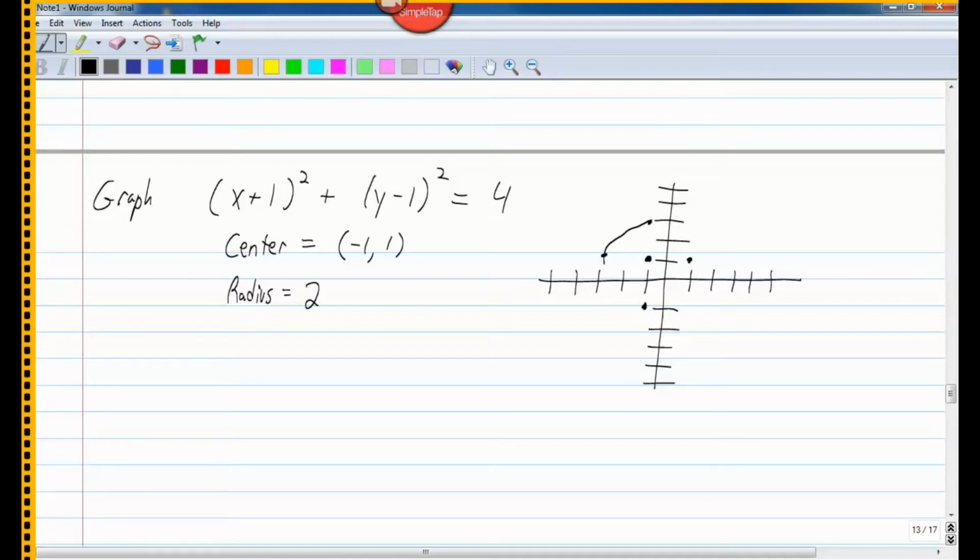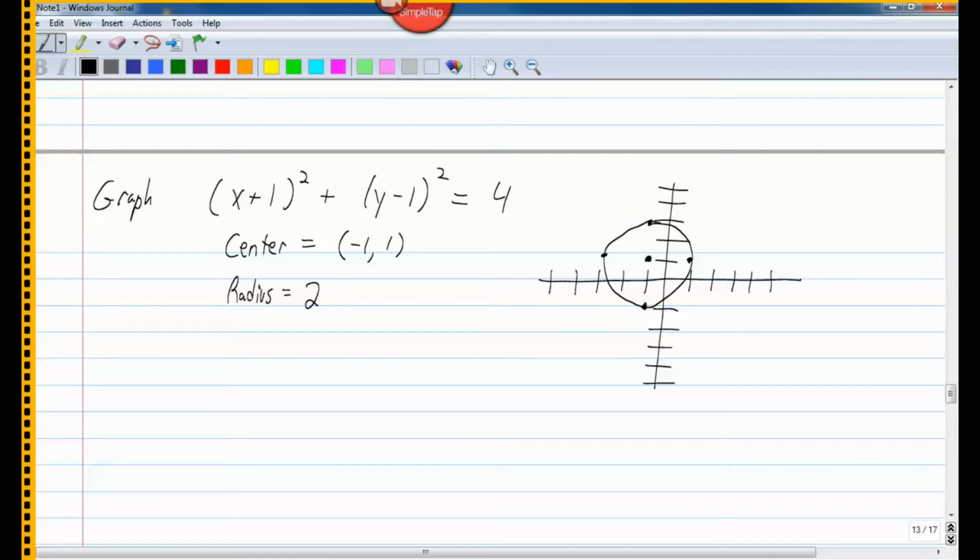Then just draw a circle best you can. Alright, mine don't look that great, but that is the circle sketched. Put a point at the center and then go out however many units the radius is from the center, up, down, left, right, get those 4 points, and then draw a circle through those 4 points. Okay. So it's really easy to sketch a circle. You just need to make sure that you have the center and the radius correct.